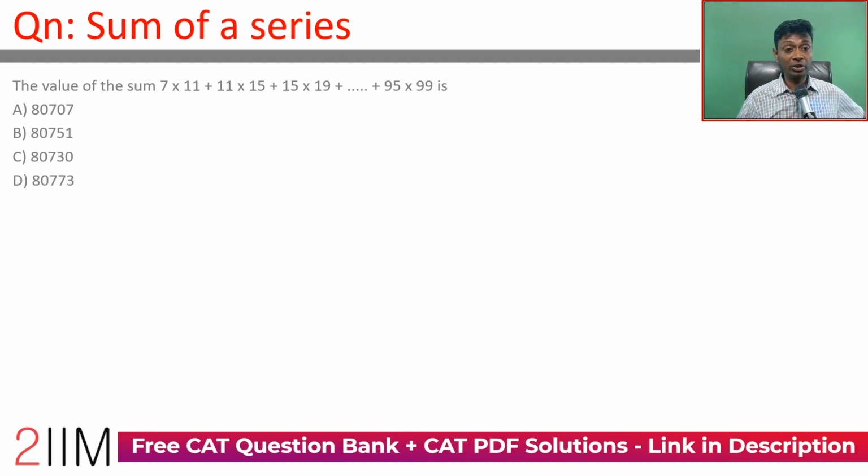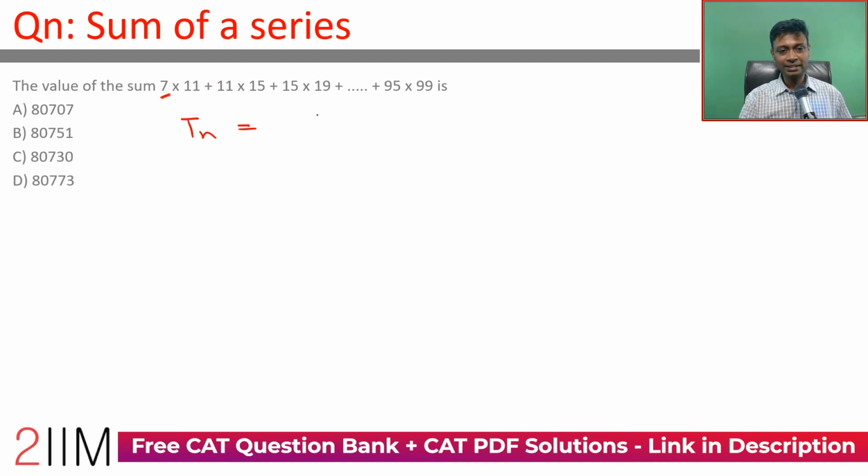7 into 11 plus 11 into 15 plus 15 into 19 all the way till 95 into 99 is? And so for all of these questions, the way is to find the nth term, and then we can simplify this. How do we do this? The nth term here we can say is n into n plus 4, then n plus 4 into n plus 8, and so on, with steps of 4. That part is clear, right? And then this also goes in plus 4 terms.